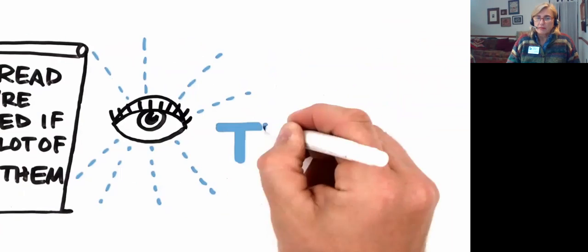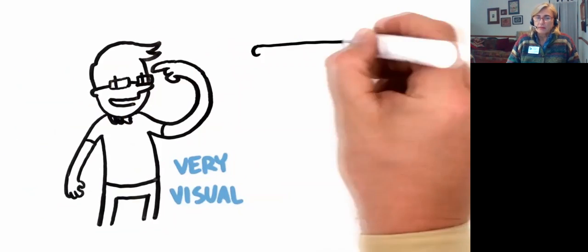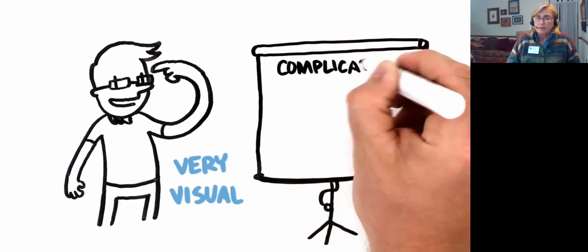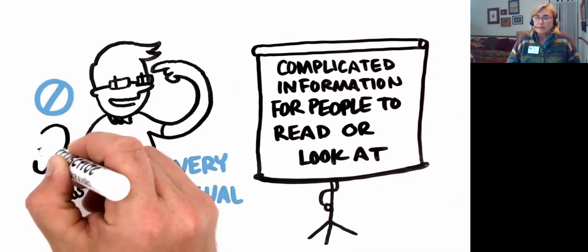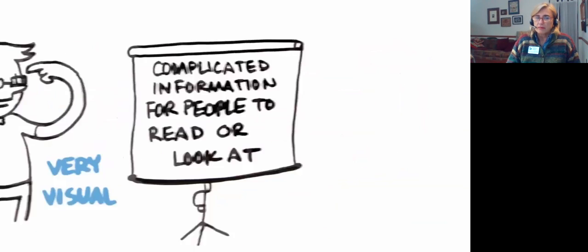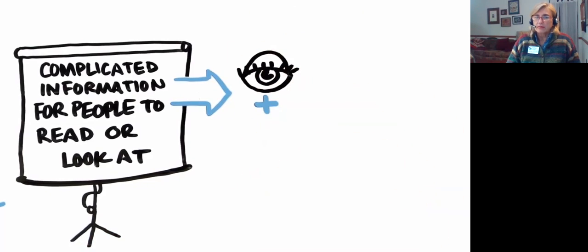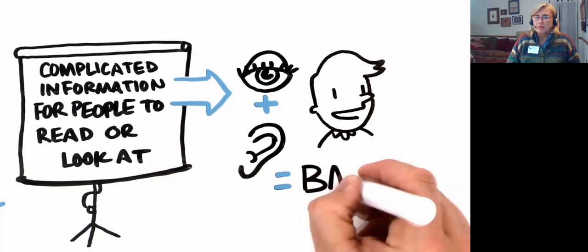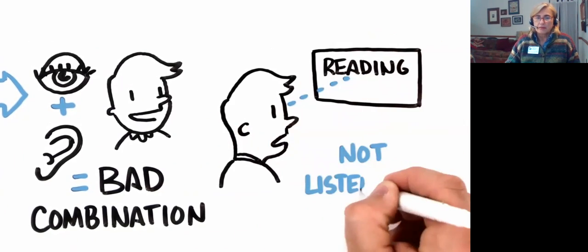The visual channel trumps auditory. We are very visual creatures. So if you have complicated information for people to read or look at, then they're not going to be listening to you anymore. So in particular, the sensory combination of slides that are filled with text and a speaker who is talking is just a bad combination. As soon as people are reading, they're not listening to you.